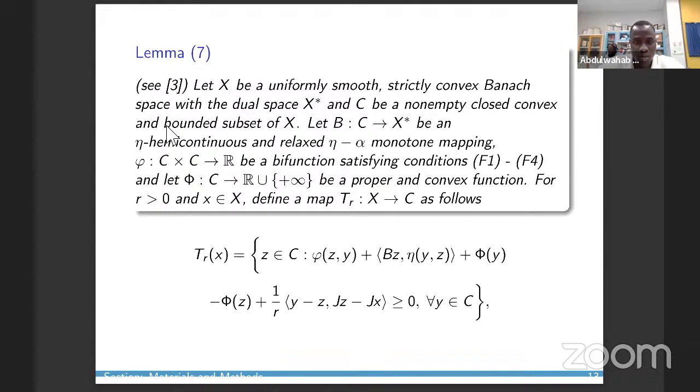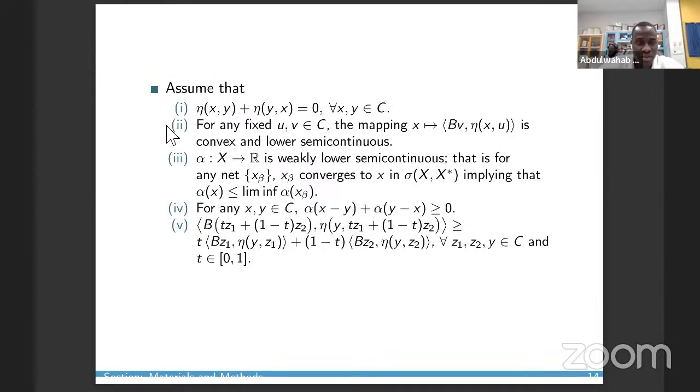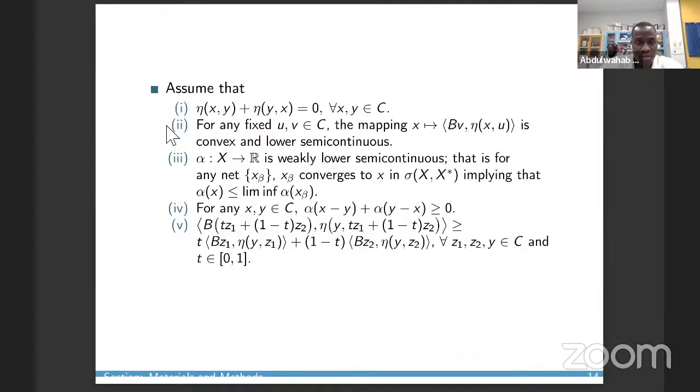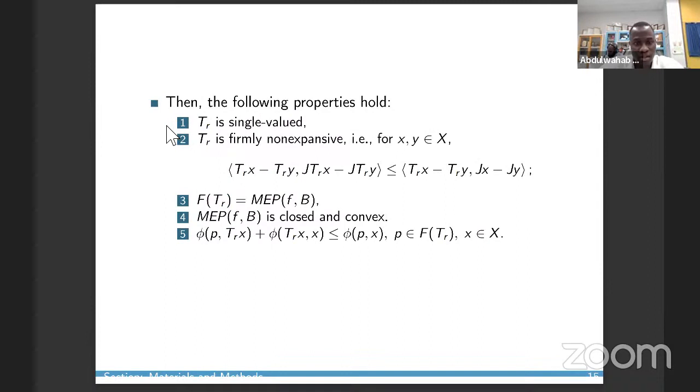The following lemma is also used, which provides us with the proximal operator of the equilibrium problem, with the following assumptions. And if the above assumptions hold, then the following are satisfied.